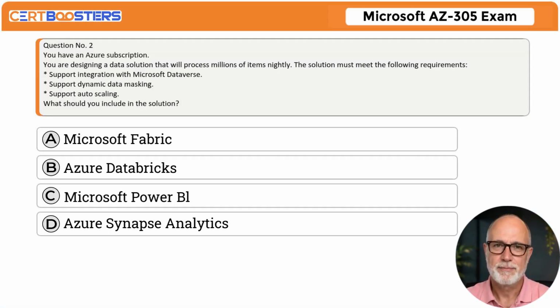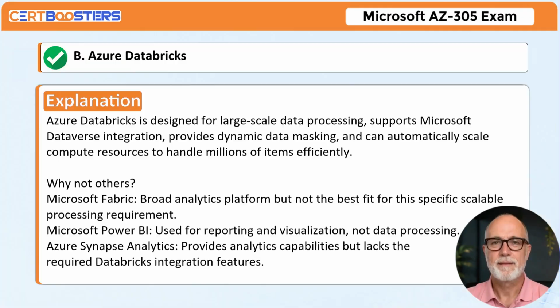Question number 2. You have an Azure subscription. You are designing a data solution that will process millions of items nightly. The solution must meet the following requirements: support integration with Microsoft Dataverse, support dynamic data masking, support autoscaling. What should you include in the solution? A. Microsoft Fabric. B. Azure Databricks. C. Microsoft Power BI. D. Azure Synapse Analytics. Correct answer: B. Azure Databricks.